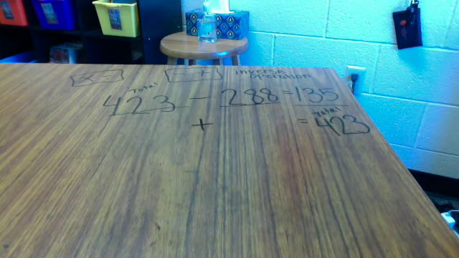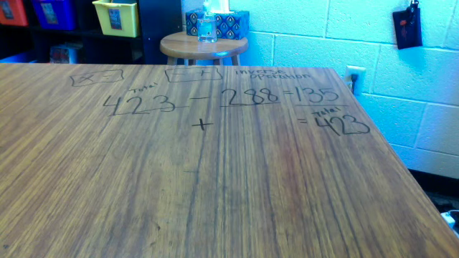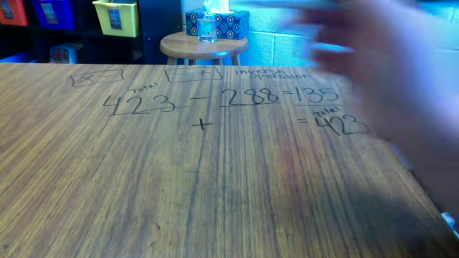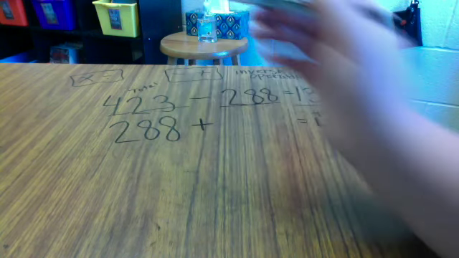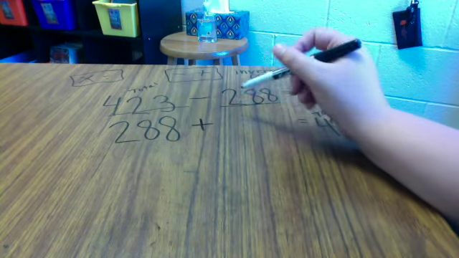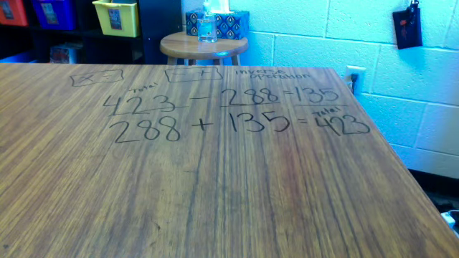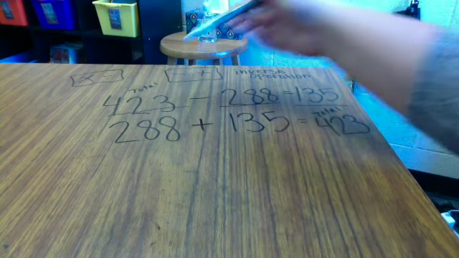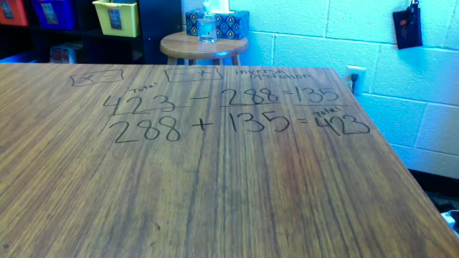And so now, to make my addition problem, I just need to fill it in with my two smaller numbers. And it does not matter when I add what order that is in, but I will do the bigger number first. But I could do 135 first if I wanted to. 288 plus 135 equals our total of 423. Okay, that's the same as saying 423 minus 288 is 135.